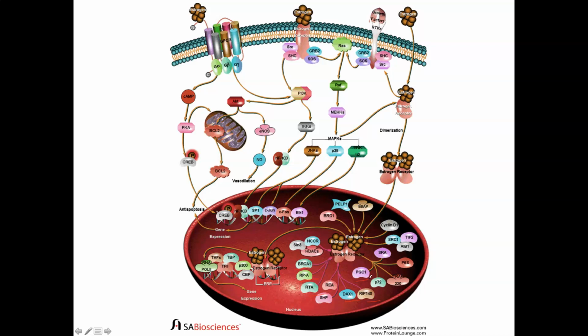For example, tamoxifen actually has anti or negative estrogen effects in breast tissue, but it promotes estrogen effects, or it has a positive effect on bone tissue and endometrial tissue. Raloxifene, another estrogen medication, actually has positive estrogen effects in bone tissue, but it doesn't affect endometrial tissue.